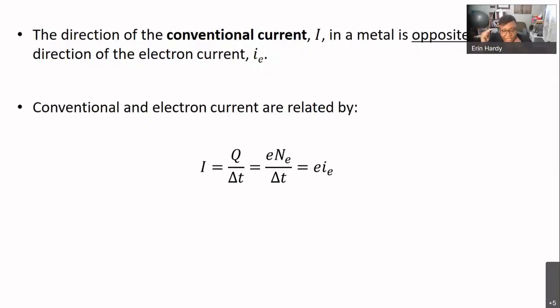I can take this current that's measured in coulombs per second and figure out how many electrons it takes to make up that same number of coulombs. So I tend to think about it as a dimensional analysis type thing.